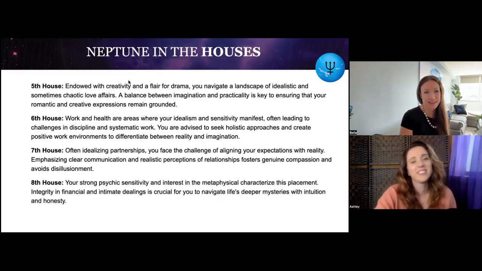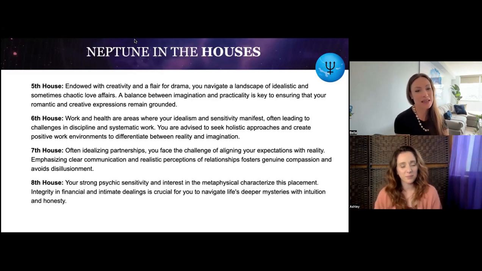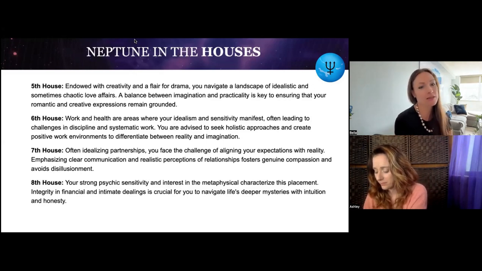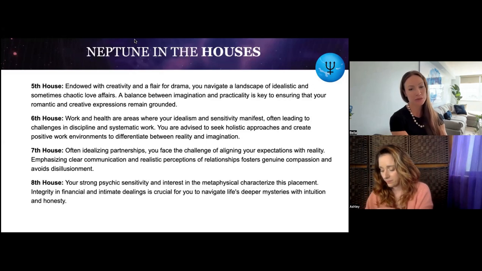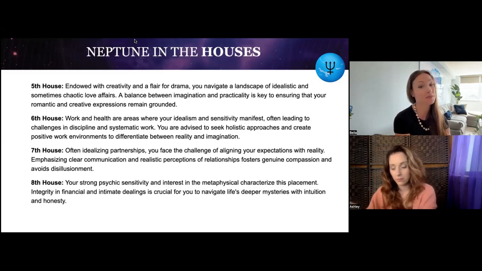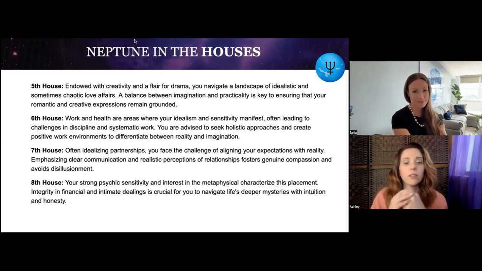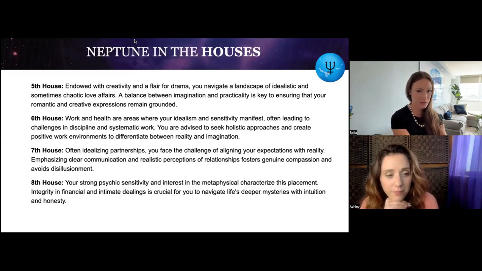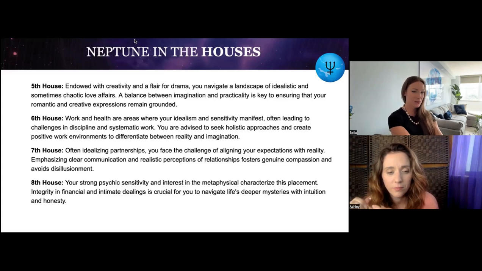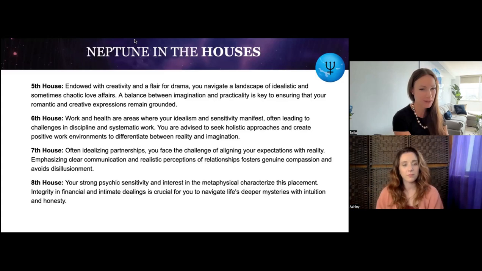Okay, so if you have Neptune in the eighth house, your strong psychic sensitivity and interest in the metaphysical characterize this placement. Integrity in financial and intimate dealings is crucial for you to navigate life's deeper mysteries with intuition and honesty. Here we have a resonance, the eighth house being connected to Scorpio, right? And water, and Neptune is also the water element. And here too, I think it can get pretty obscure, pretty out there, pretty deep.